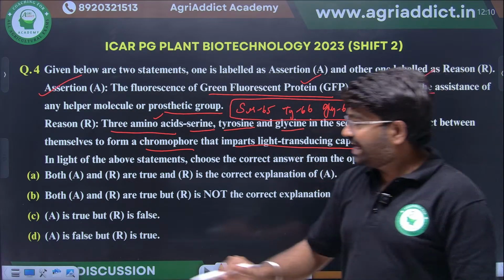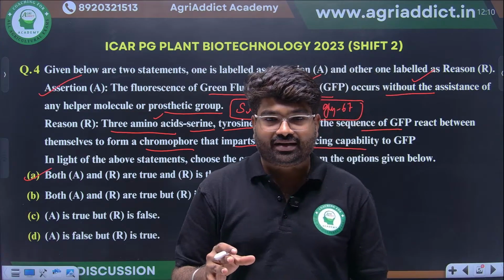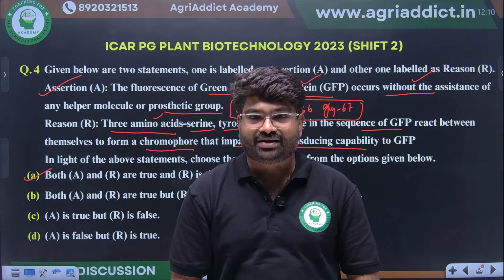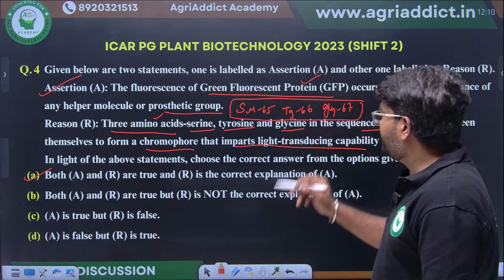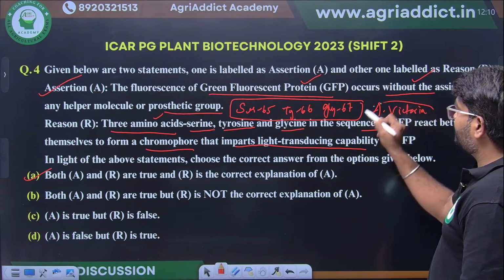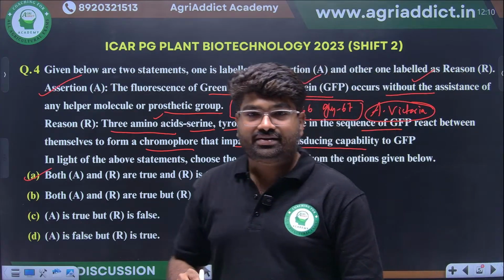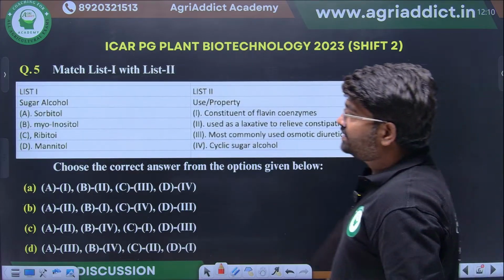Then they can ask from where this green fluorescent protein has been isolated. Any guesses? This we have discussed. From where? Aequorea victoria. Yes, very good. From this they have isolated the green fluorescent protein. Yes, students. Next.